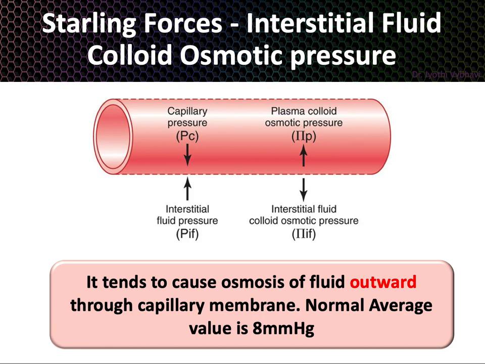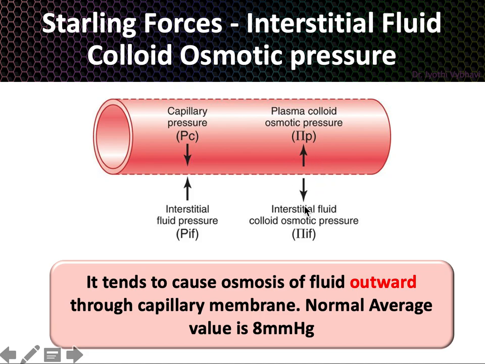Then coming to the interstitial pressures. Interstitial fluid colloid osmotic pressure. Whatever fluid constituents are present in the plasma, the same constituents are present in the interstitium. They are separated by the capillary membrane. The only difference is that plasma contains big protein molecules like albumin and globulin, which cannot cross the capillary membrane into the interstitial fluid. Sometimes a small amount of plasma proteins do leak through these pores into the interstitial spaces, or sometimes by transcytosis.